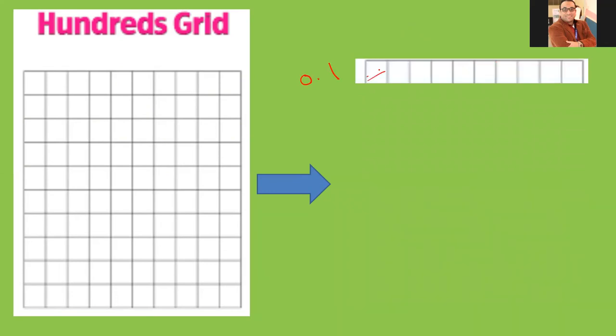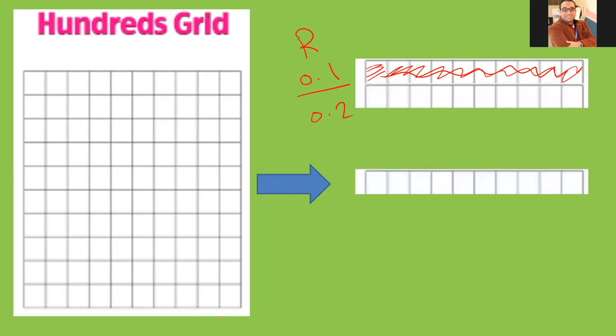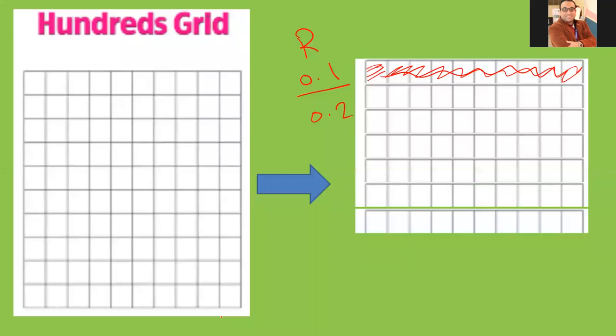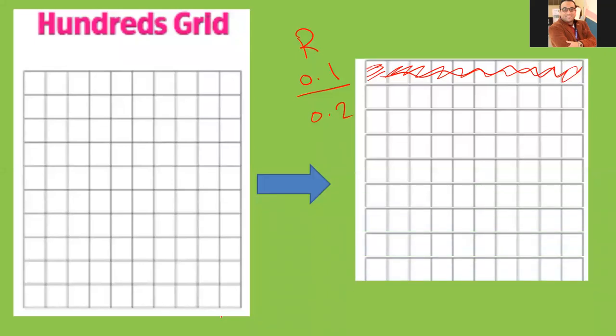Okay, Abdullah, we will shade horizontally in a row, not in a column. 0.1, 0.2, how come? Insert another row, 0.2, 0.3, 0.4, 0.5, 0.6, 0.7, 0.8, 0.9, 10. Here is the whole one. Okay, Abdullah?